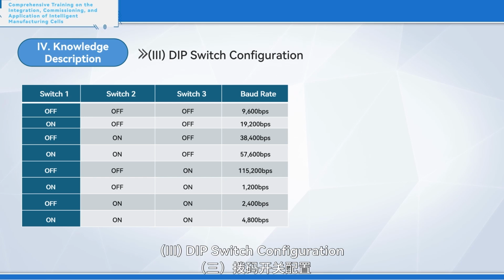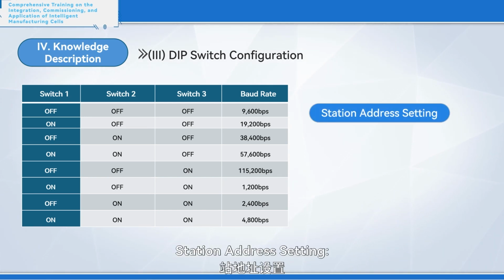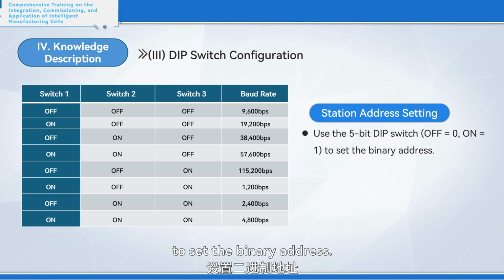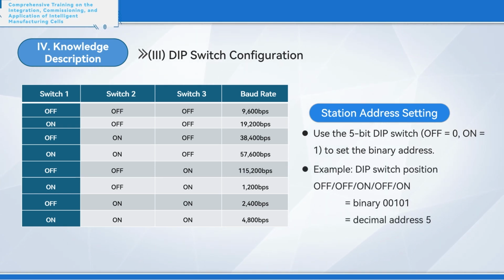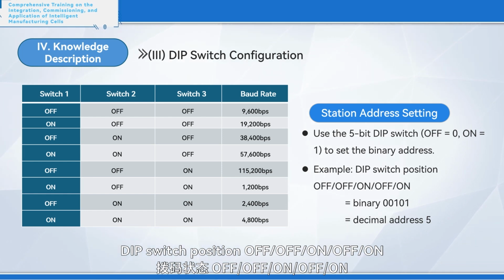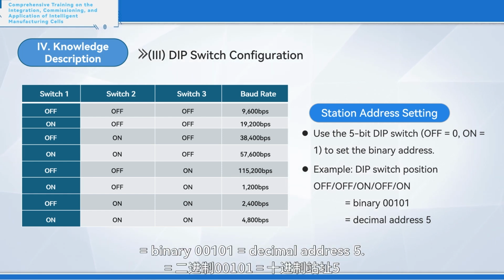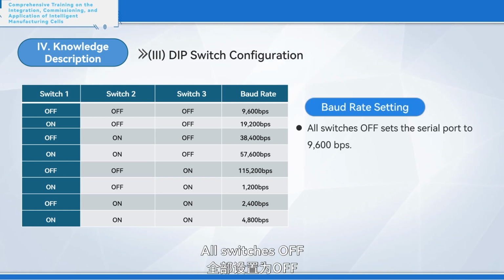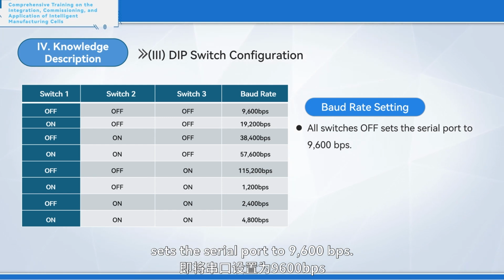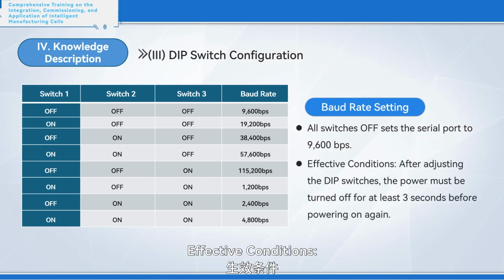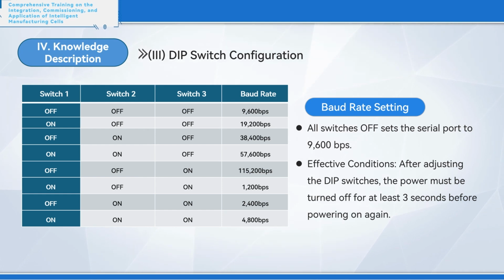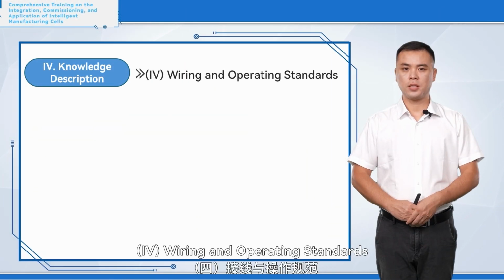3. DIP switch configuration. Station address setting. Use the 5-bit DIP switch, off equals 0, on equals 1, to set the binary address. Example. DIP switch position off on equals binary 00101 equals decimal address 5. Baud rate setting, see Figure 3. All switches off sets the serial port to 9,600 bits per second. Effective conditions. After adjusting the DIP switches, the power must be turned off for at least 3 seconds before powering on again.